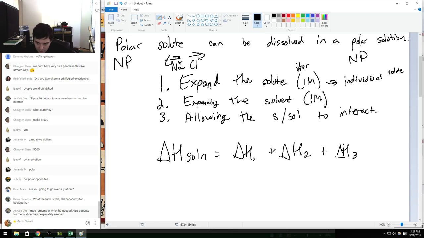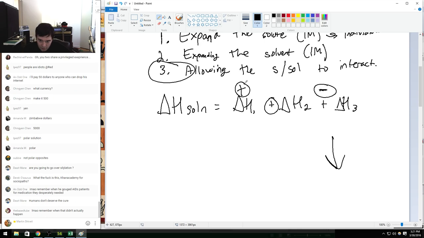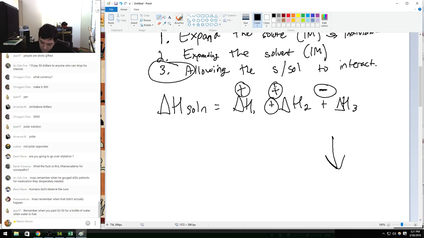And so obviously if energy is absorbed, it'll be a positive. If energy is given off and released, it'll be a negative. So what we'll often see is that delta H3, when they interact, that'll be an energy releasing phenomenon. And these two should be energy requiring phenomenon. So think about that for a second. So let's look at an example.